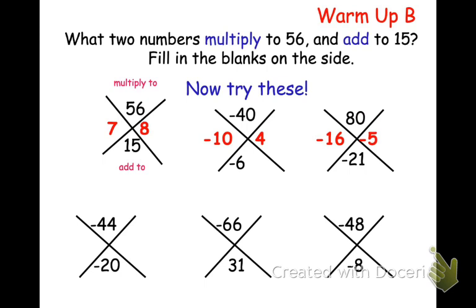Okay, next one. What multiplies to negative 44 and adds to negative 20? Hovannes, what did you say? 2 and negative 22. Good. Notice how it doesn't matter which side I put the 22 on. Okay, next one. What multiplies to negative 66, Oliver, and adds to 31? 33 and negative 2. Good. And then the last one, what multiplies to negative 48?